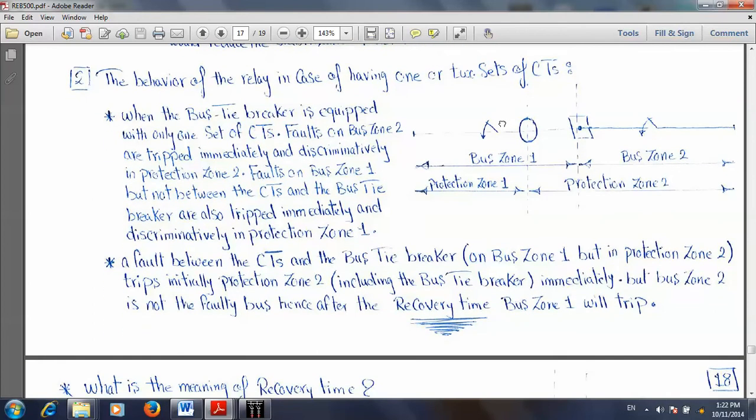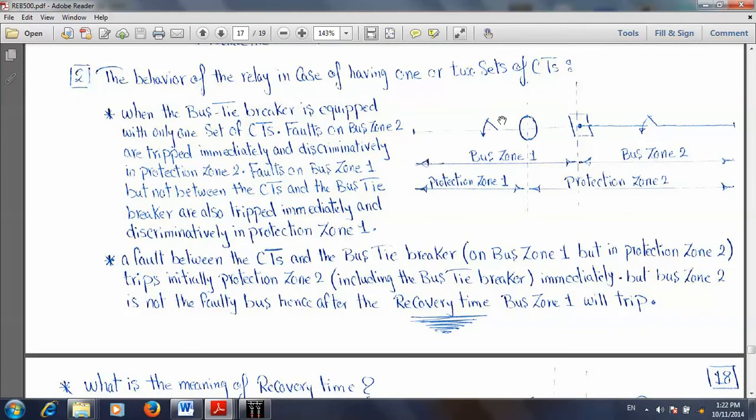Okay, then why are we using two CTs on the bus coupler and bus section? Why not only one CT? Okay, I will explain for you. Here it is telling you the behavior of the relay in case of having only one or two sets of CT. First, we'll start with only one set of CT available here.